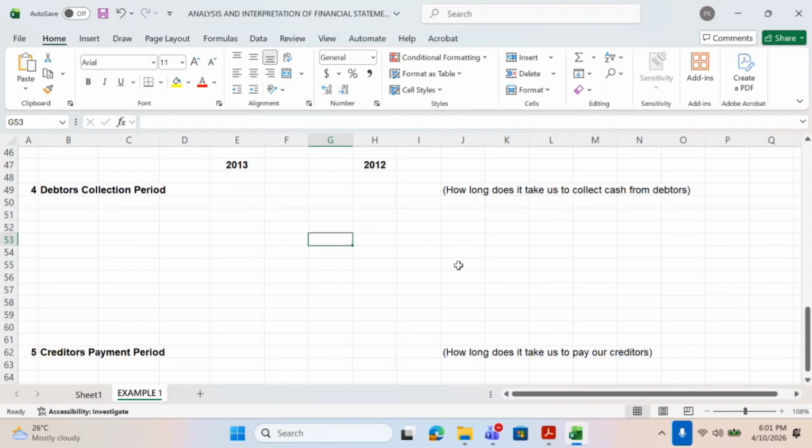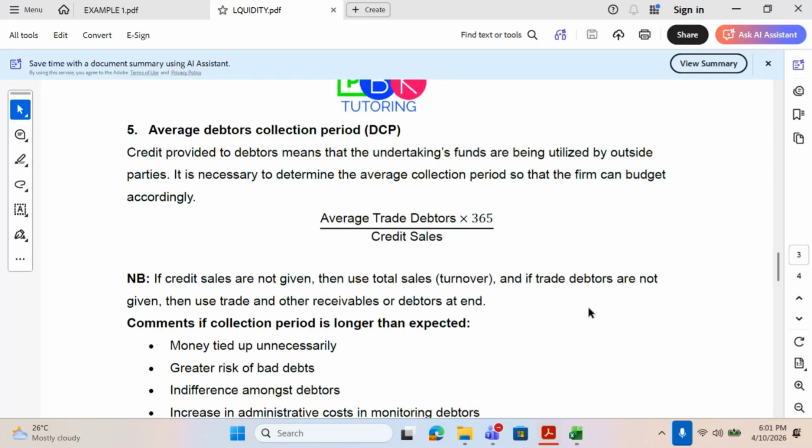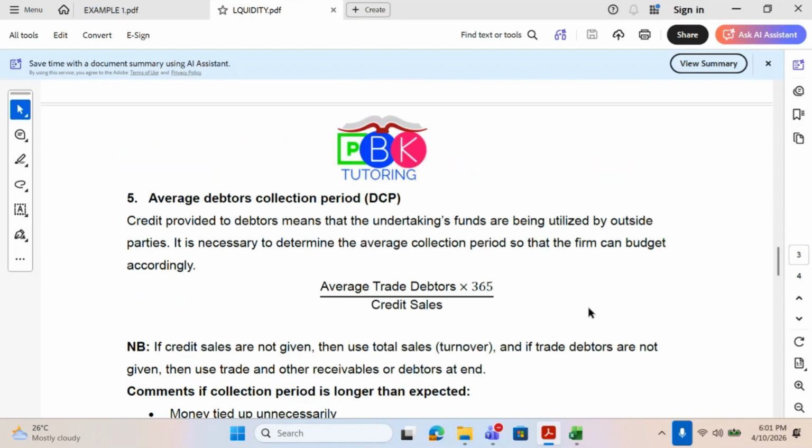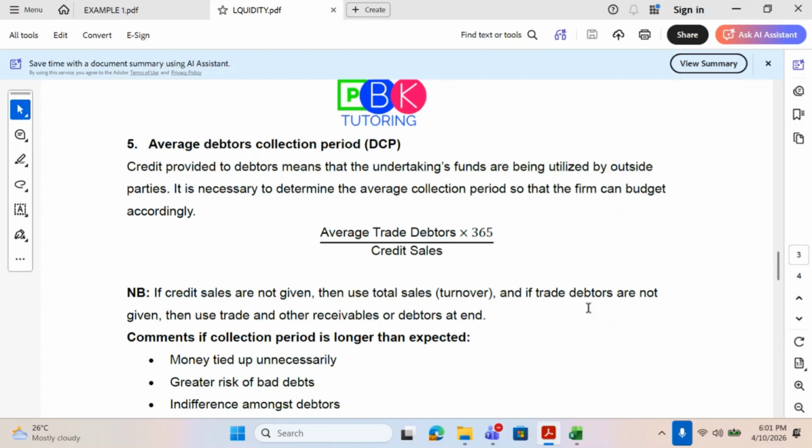Here I have a spreadsheet of debtors collection period. We're going to do the calculation and then we comment on it. Creditors payment period, we're going to do a calculation and then we comment on it. Before you even do these calculations, it's very important that you understand the meaning of the two ratios. Each and every ratio or financial indicator that you're going to comment on, that you're going to interpret, you cannot interpret something that you don't understand. You have to understand the concept before you can explain it to someone else. So if you don't understand it, you cannot explain it to someone else.